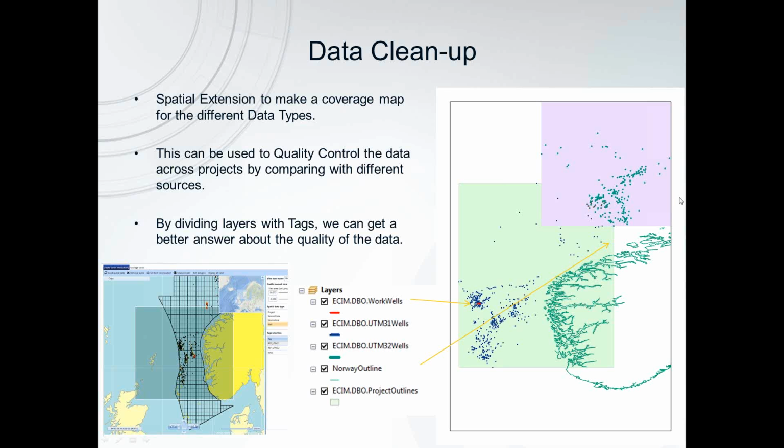So just as a quick recap on my webinar here, I've shown that we can use the spatial extension to make a coverage map for the different data types that we have in the tracker, and that by comparing with different sources, in my case some layers from the NPD, I can quality control the data. And then I've also shown that by using the tags we can split down the layers into convenient subsets which allow us to do some more detailed analysis of the data.